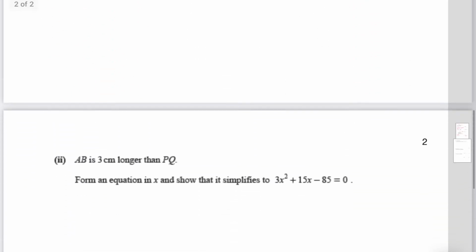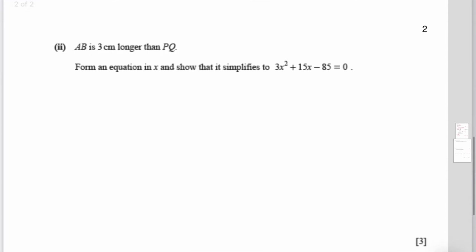The next part says AB is 3 centimeters longer than PQ. Form an equation in terms of x and show that it simplifies to 3x squared plus 15x minus 85 equal to 0. The question says that AB is 3 centimeters longer than PQ. That means you add PQ and 3. Therefore, the value of PQ in the previous part was 17 over x plus 5. So you add 3 to it.